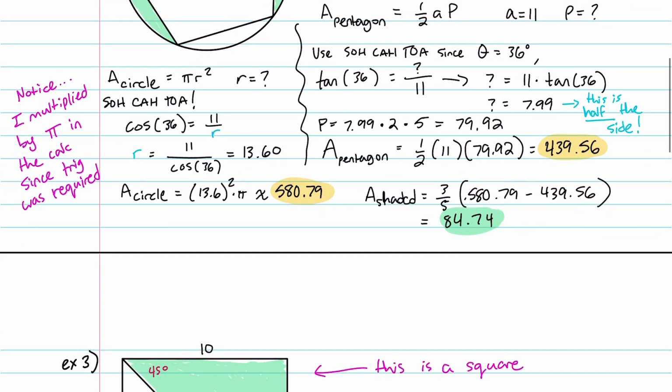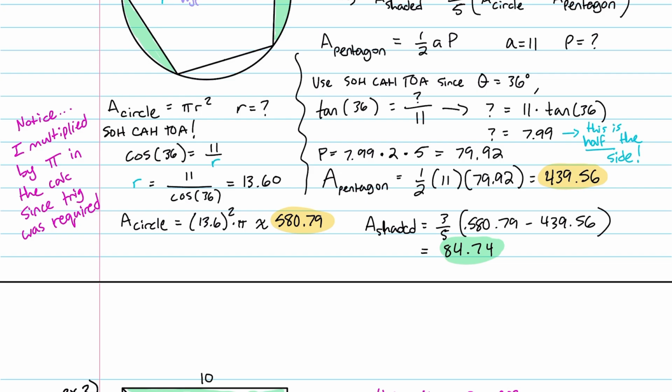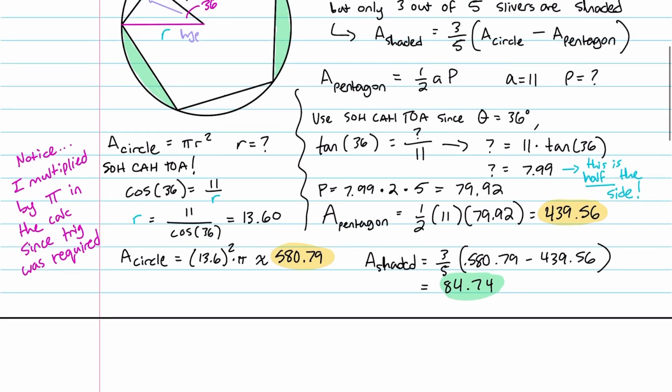So I put that into my area formula and got 580.79. Now recognize that I multiplied by pi in the calculator because I'm using trig in this problem, which means my answer has to be a decimal anyway. So I'm not going to leave pi in my answer because there's no point. And so then I took my plan and I just replaced the numbers in here. Now follow your order of operations. So I had to subtract these first and then multiply by 3/5, and that's how we ended up with 84.74.